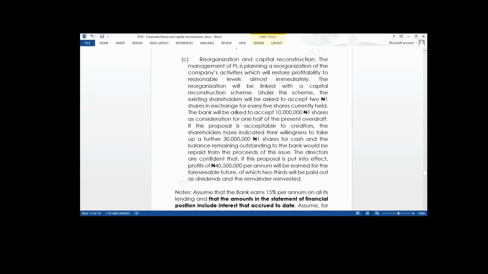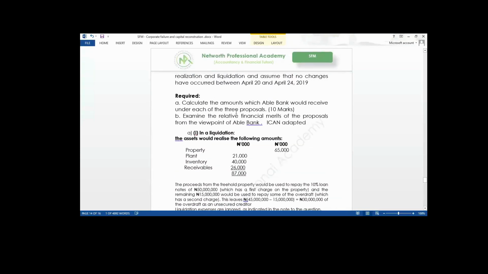I went further to explain that if this company is liquidated, we are told that the company can realize this cash. Property will realize 65 million. Plants 21 million. Inventory 40 million. Receivables 26 million. And I asked a question at the first time.